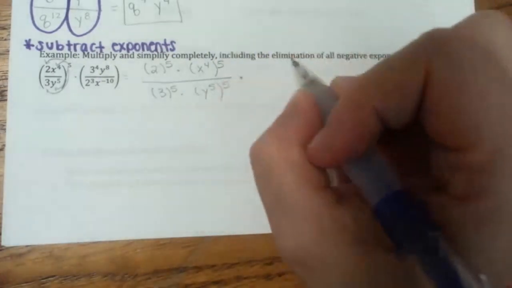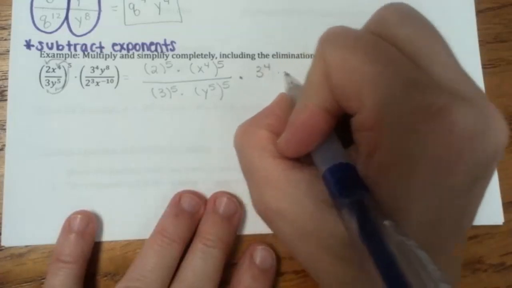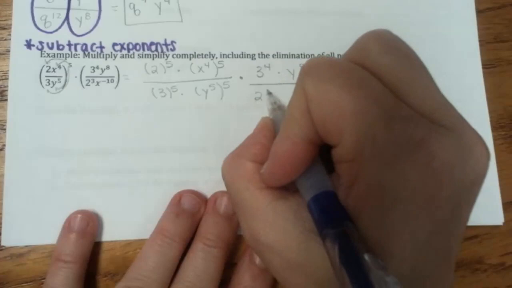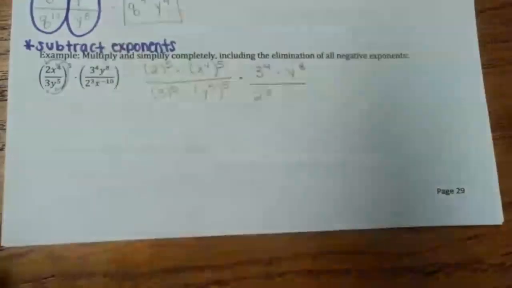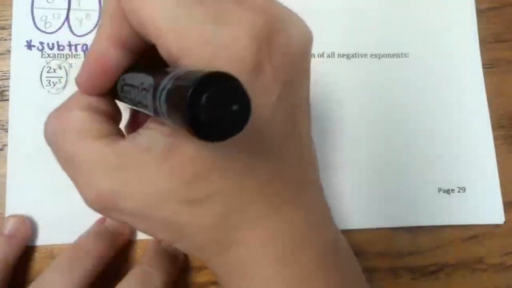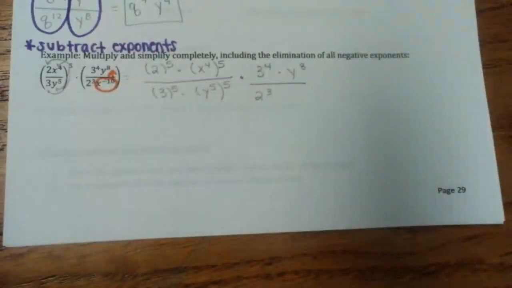And then times second expression, we have 3 to the 4th times y to the 8th all over 2 cubed, but we have x to the -10th. Let's go ahead and bring that -10th up to the top. It's a negative exponent. Remember, flipping it across the fraction bar will make it positive.